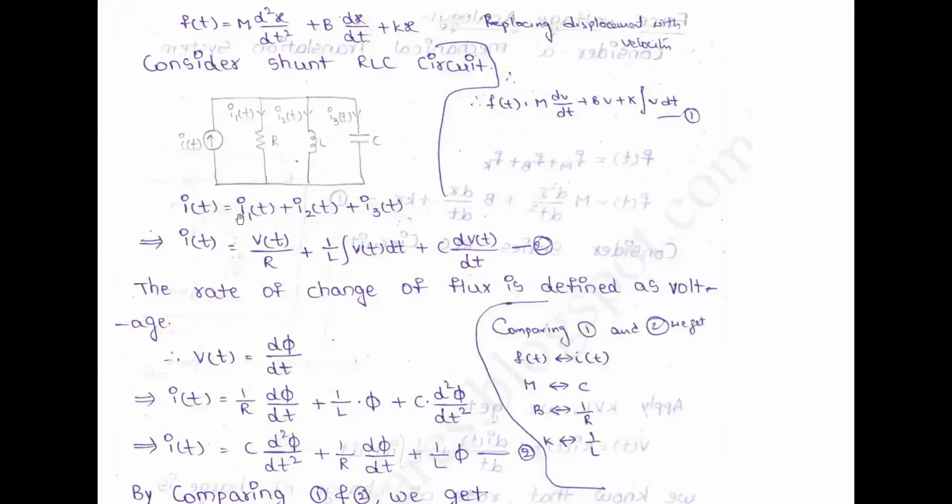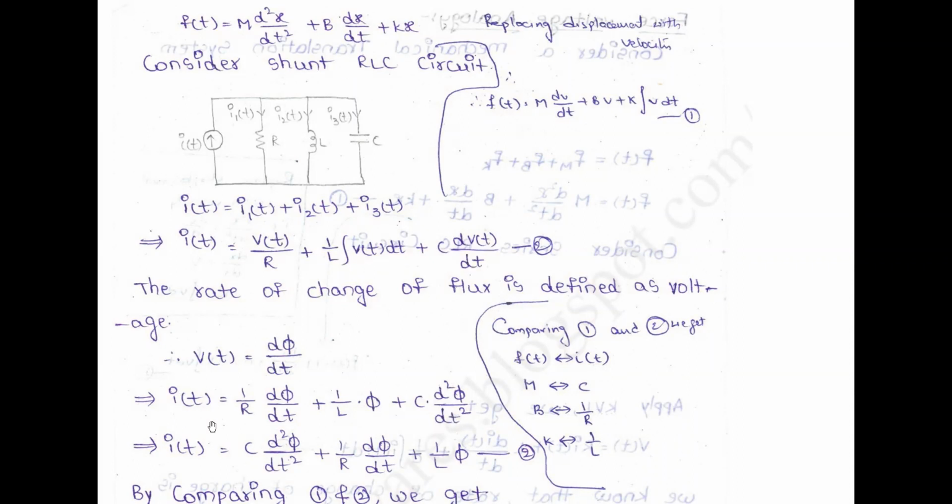I of t is equal to the current through the elements: through the resistor V by R, through the inductor 1 by L integral V dt, through the capacitance C into dV by dt. The rate of change of flux is defined as d phi by dt, so 1 by R, V of t is d phi by dt, and 1 by L integral V of t is phi, dV by dt is d square phi by dt square.